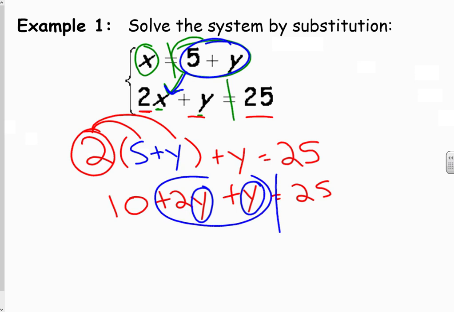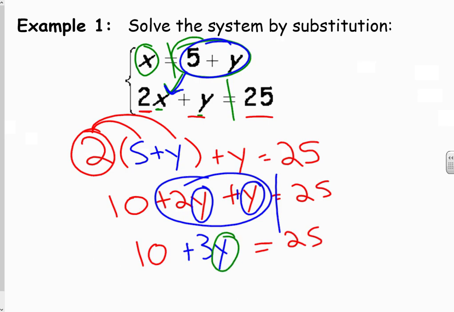And they're on the same side of the equal sign, so I'm going to combine them together to get a positive 3y. Everything else drops down. You get your 10 equals 25. We're now supposed to solve for the variable that remains. That's step 3. Before we divide, we got to get rid of that constant. Subtract 10. 3y equals 15. Now we can divide. y equals 5.